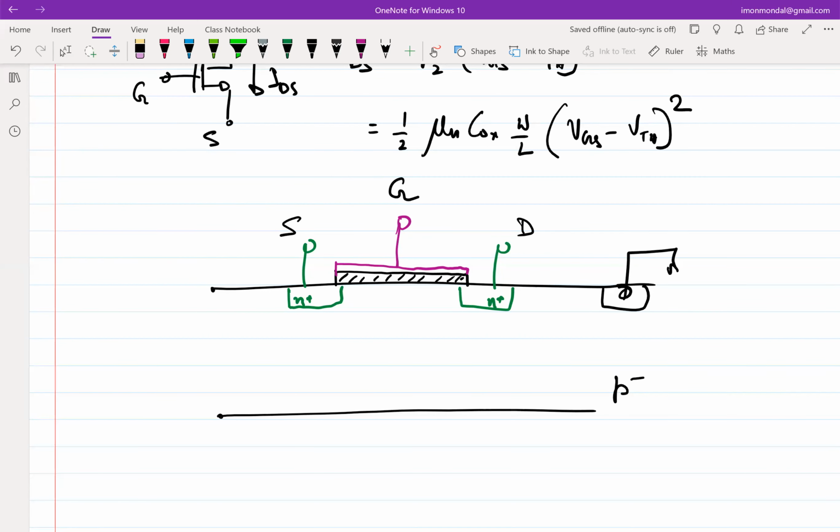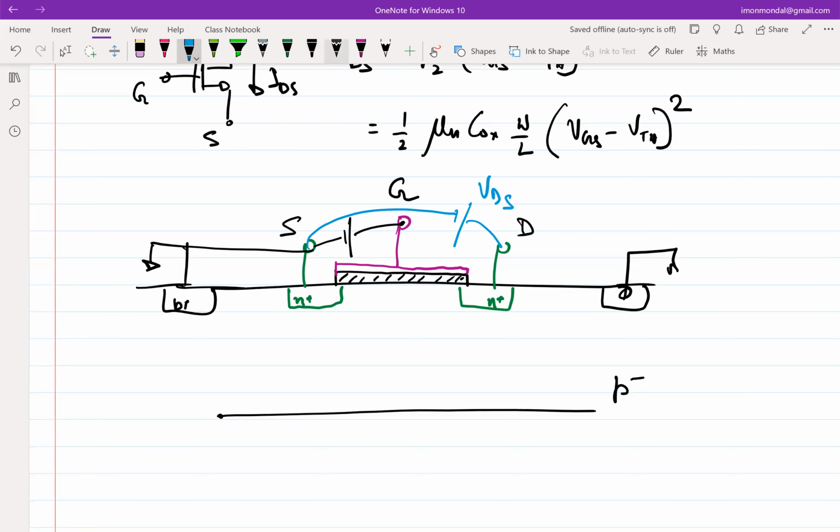Okay. So now let's assume we have, let's say this is body. Let's ignore body for the time being. We'll come to body later on. Let's put the body connection to ground, and let's assume this is also grounded. So we need a reference. Let's say this reference is ground. Okay, so now we apply a gate to source voltage, and we also ensure that the drain to source voltage is also applied, right? So VDS is also applied.